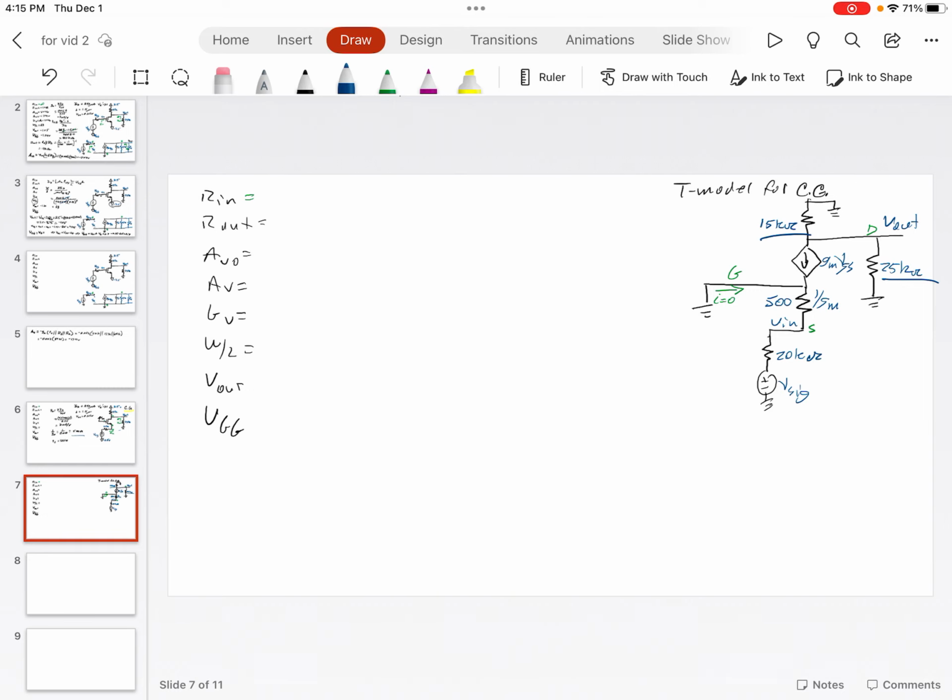Otherwise, we've got the same resistances: 15K in the drain, 25K in the load, and now we have a 20K signal generator resistance. Again, the output is the same configuration as we had before, but maybe it looks confusing with this T model. I don't know. So you could redraw it. If it's less confusing for you, I will always tell you to draw things equivalently so that they make sense for you. And as I said, we're going to skip R naught. We're not going to include R naught here.